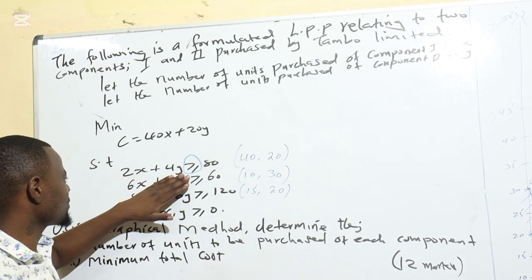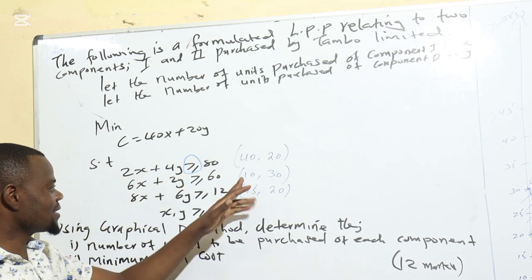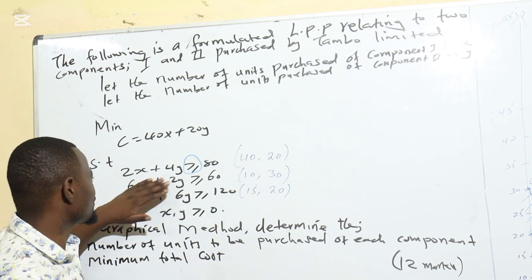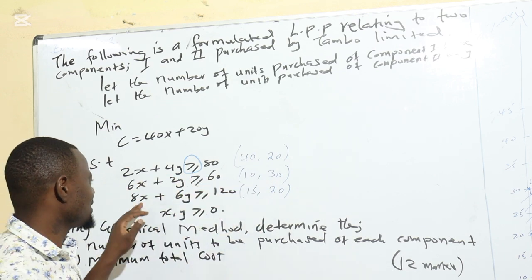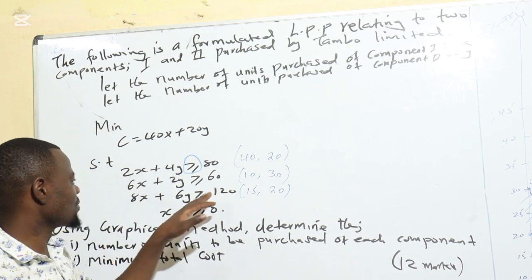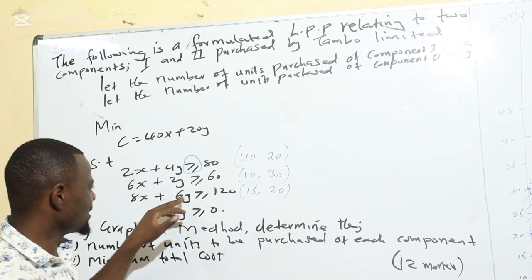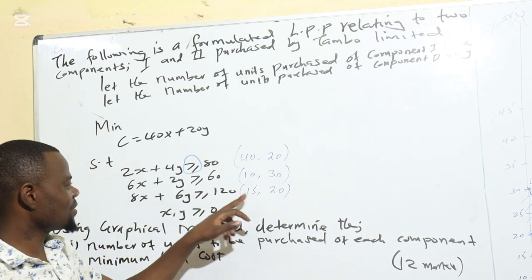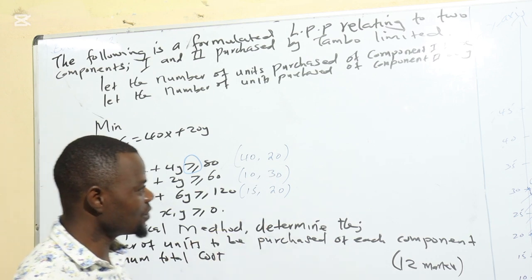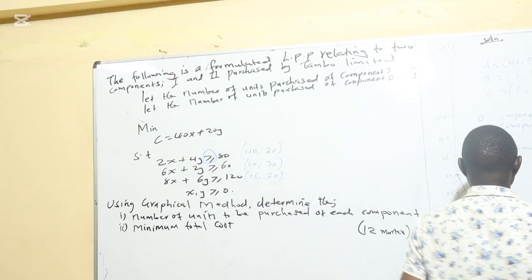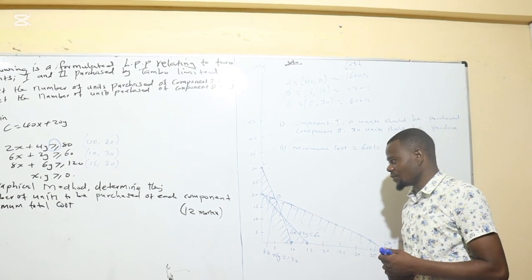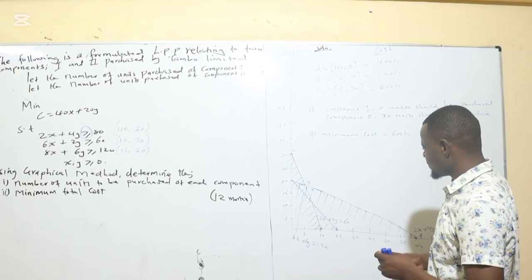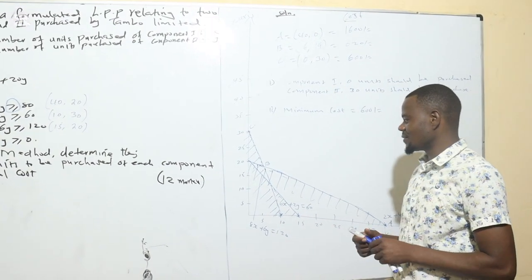Just block 2y and say 6x is 60, and x will be 10. Then block 6x and 2y is 60, so y will be 30. For the last one, 8x is equal to 120 and your x is 15. 6y is equal to 120 and your y is 20. So when you go to your graph, when you draw this, you will find exactly these values.